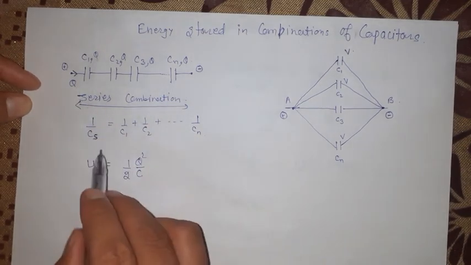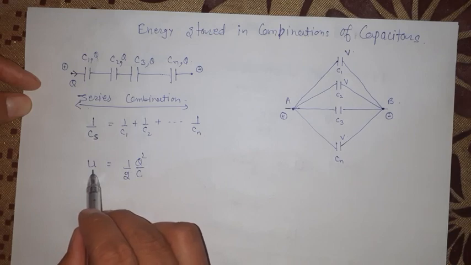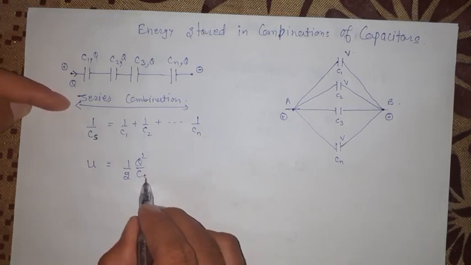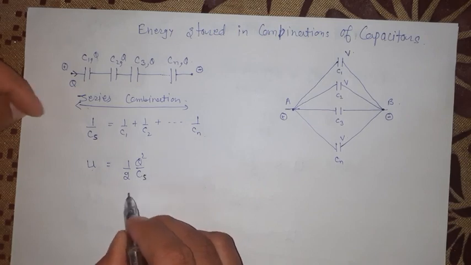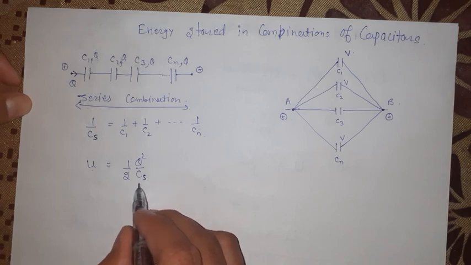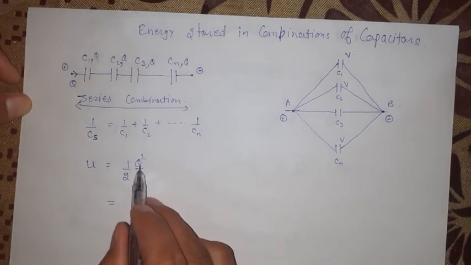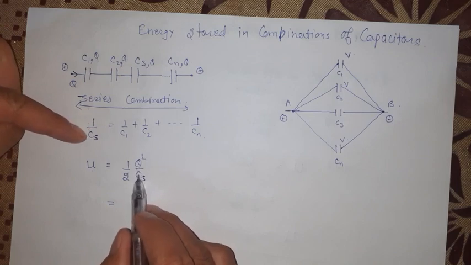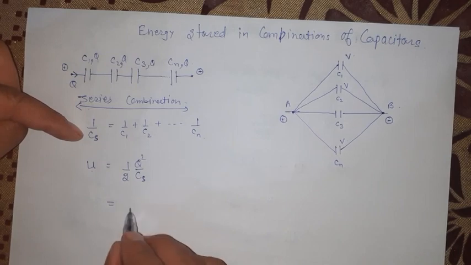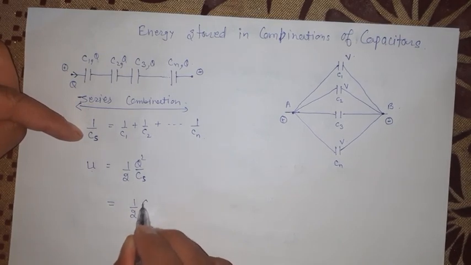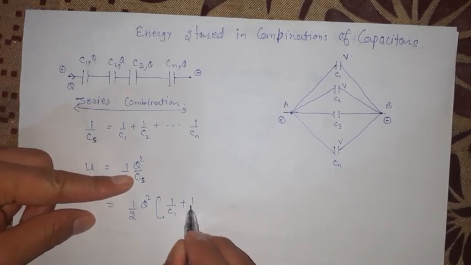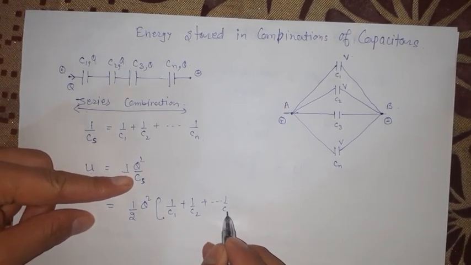What C am I going to use? It is the total potential energy of this series combination, so I have to use the equivalent capacitance. It is Q square by Cs, s for series combination. Now if we look at this 1 upon Cs, its value is 1 by C1 plus 1 by C2 plus so on. So I can write it as 1 by 2 Q square times 1 by C1 plus 1 by C2 plus so on, 1 by Cn.